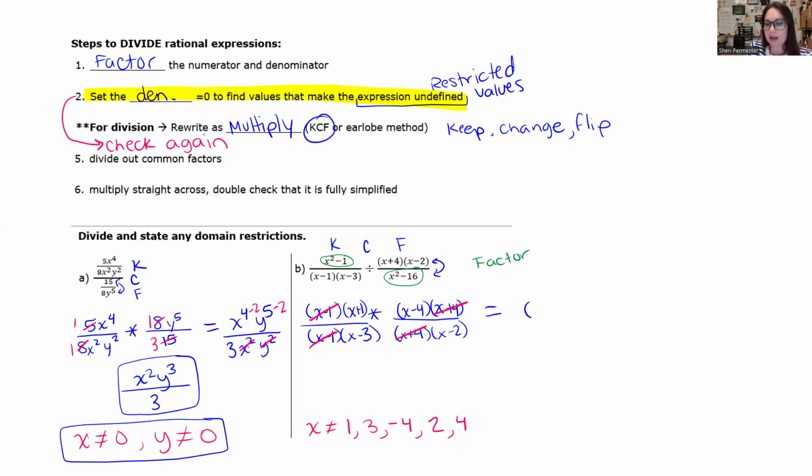So we just write down what we have left. So in the numerator, I have X plus 1 and X minus 4. And then X minus 3, X minus 2.